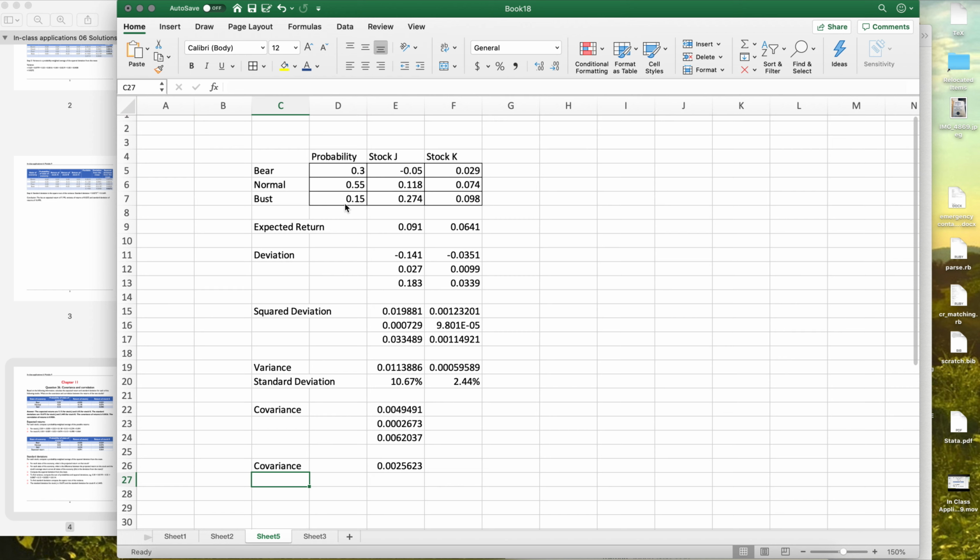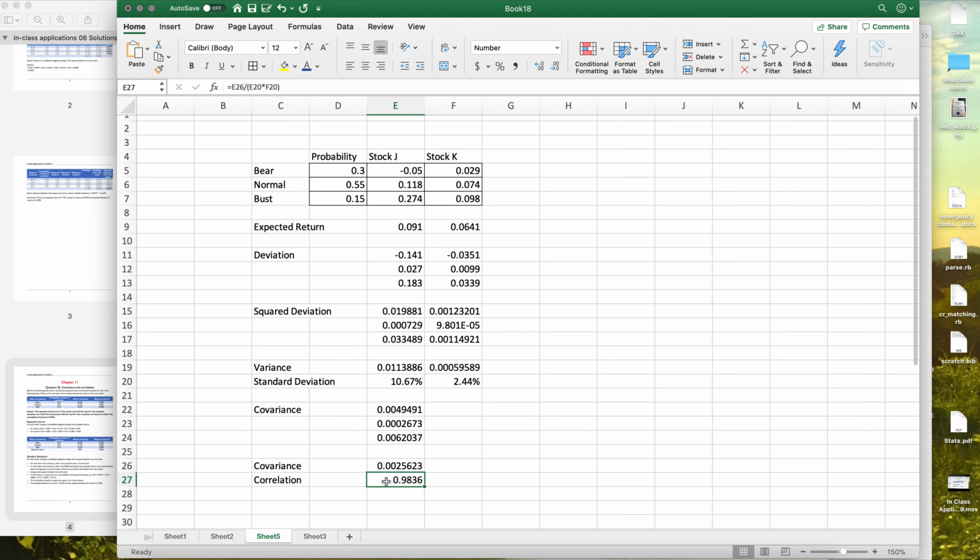And then the correlation is very similar. We're not going to take a square root, but we're going to take the covariance and divide it by the standard deviations multiplied together. Let me get rid of some of those decimal places. What we have here is that the standard deviation of stock J is 10.67%, but stock K is 2.44%. And you can see that these returns are much more spread out, and these are less spread out. That's why the standard deviation here is larger, and this one's smaller.